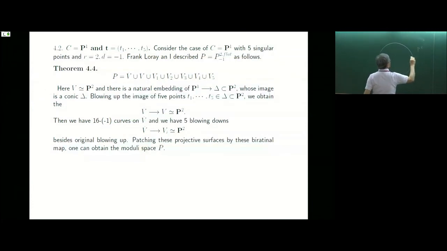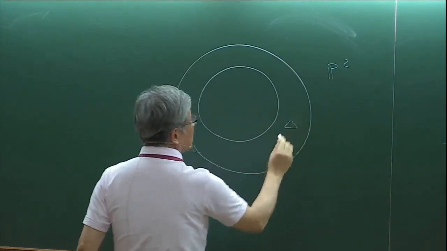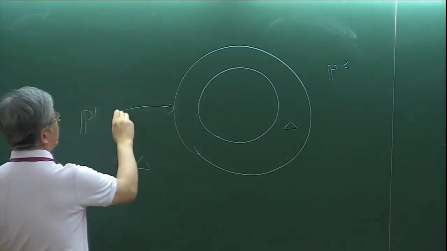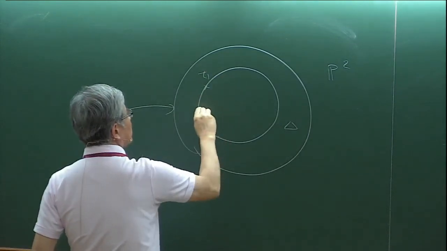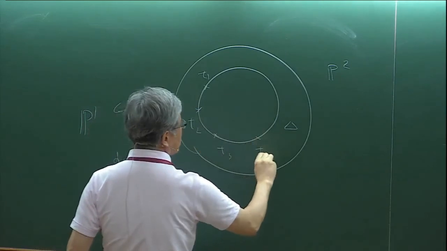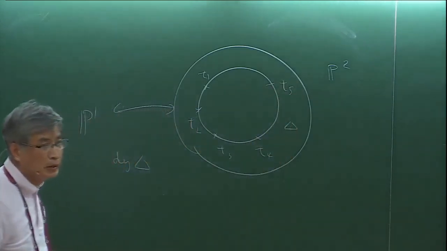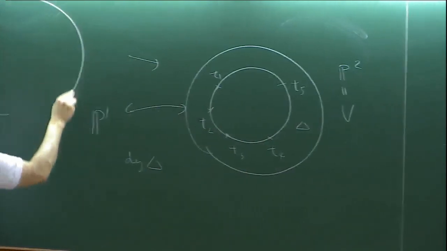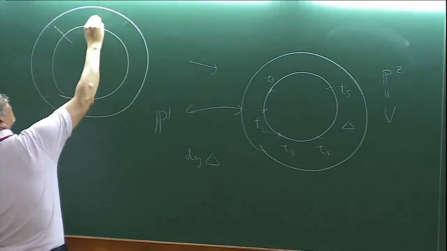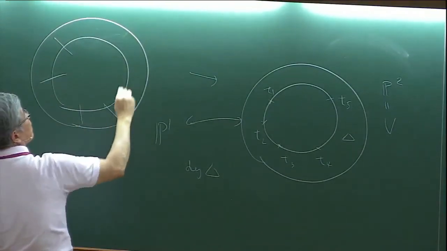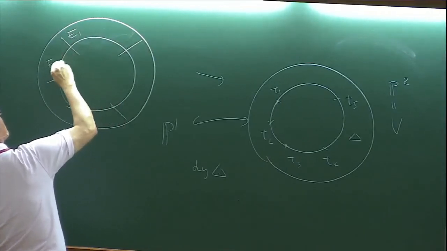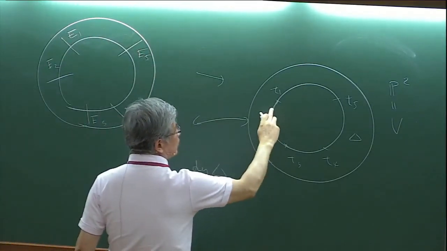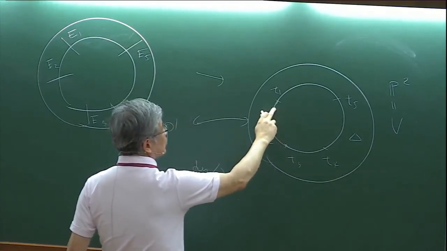This is P2. So P1 can be embedded into P2 as some degree 2 curve. Then you have a 5 point. Okay, so this is V. The blow up of V at the 5 points. So then the degree of delta, the self-intersection of delta, is 4.